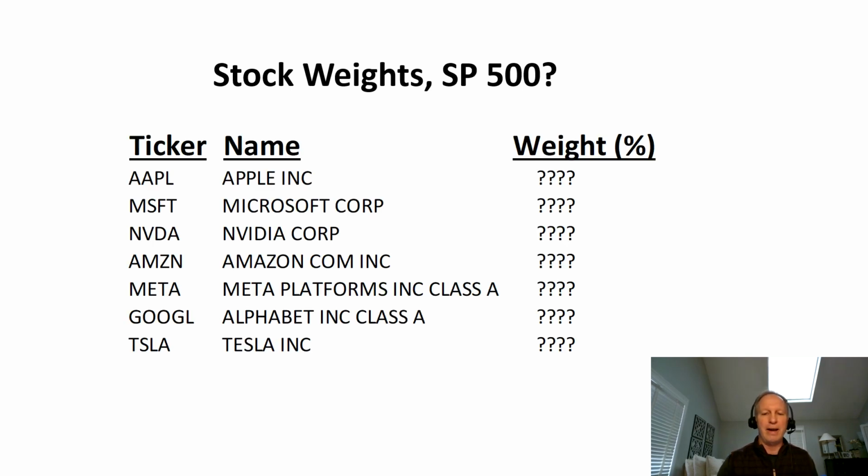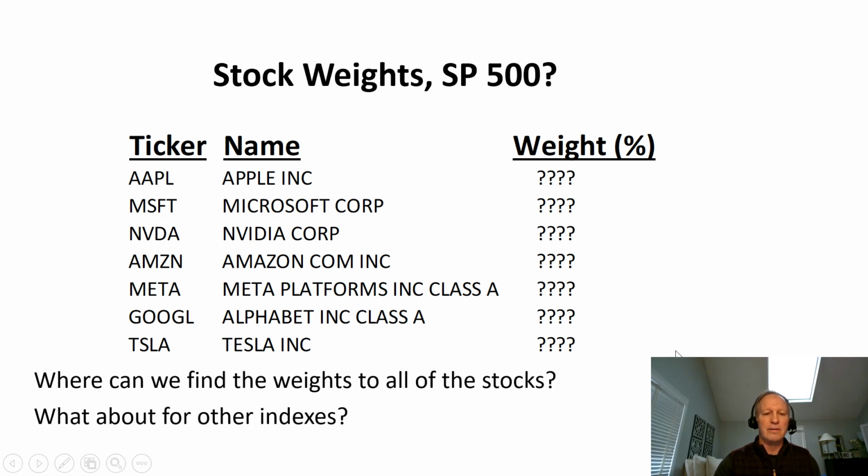You can look on the internet and find some basic weights like the top 10 holdings, but it's hard to find the weights of every single stock. So what about for other indexes as well? The Russell 2000, the S&P 400, the MSCI World.